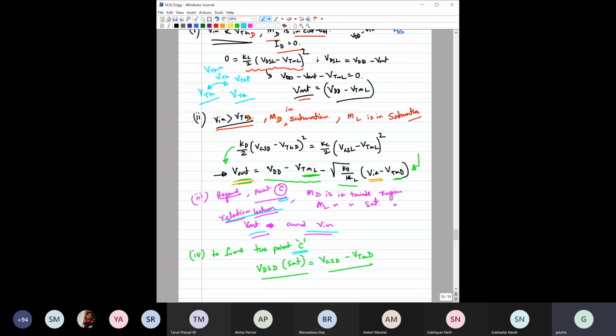But as we mentioned for the resistive load inverter, we have done everything thoroughly. From now onwards, we will try to skip some of the parts which are repetitive, because we have understood the process. So just simply put the equations and find it.